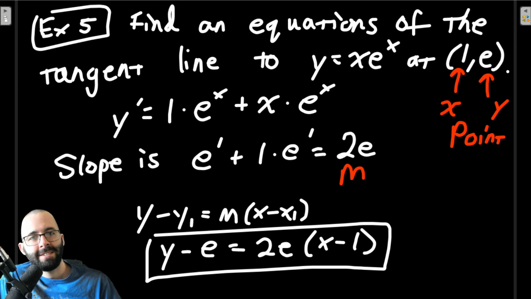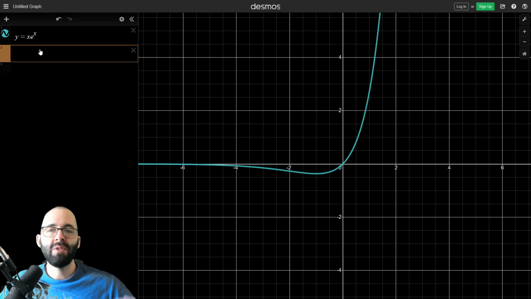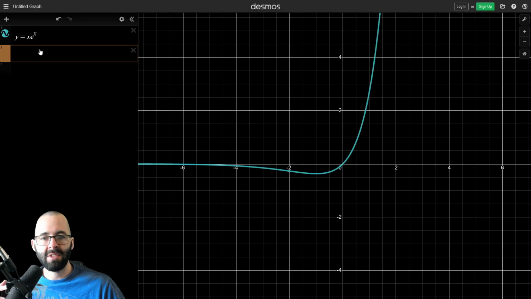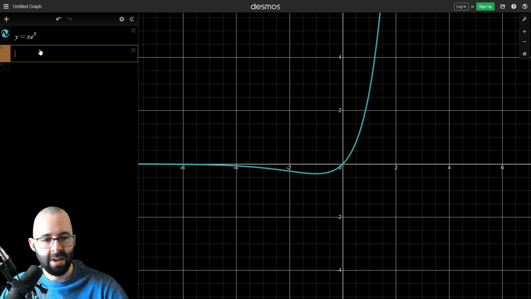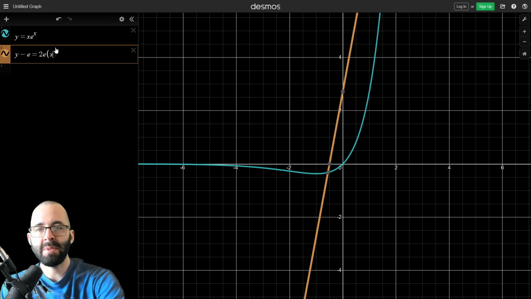And let's check our answer. Let's visualize this. Let's see what this looks like. So this function over here, x e to the x, looks like this. It has an asymptote at the left for the x-axis. Then it kind of dips down and then it shoots up to the moon. All right. Let's see if we have the right tangent line. The line we found was y minus e is equal to 2e times x minus 1.